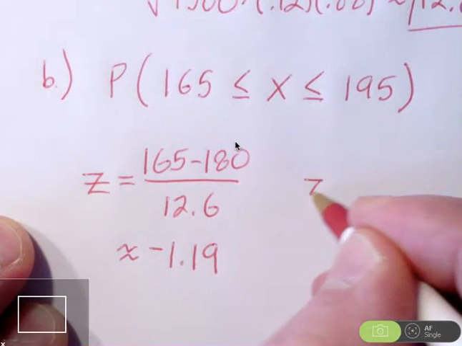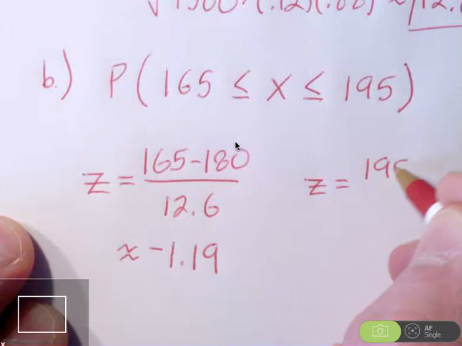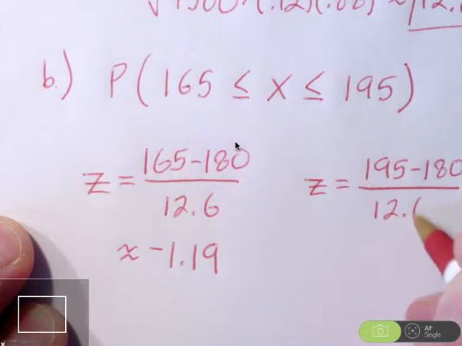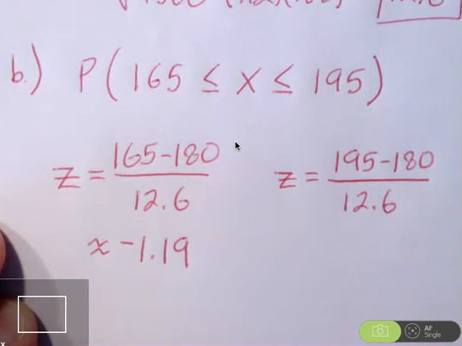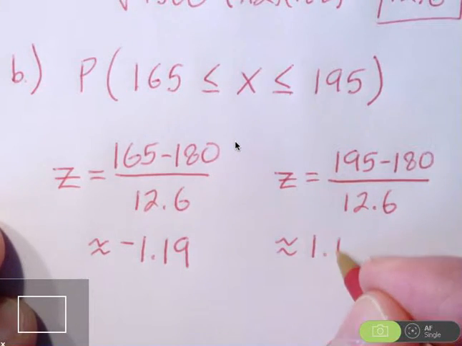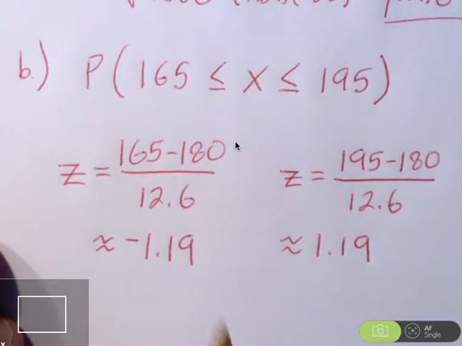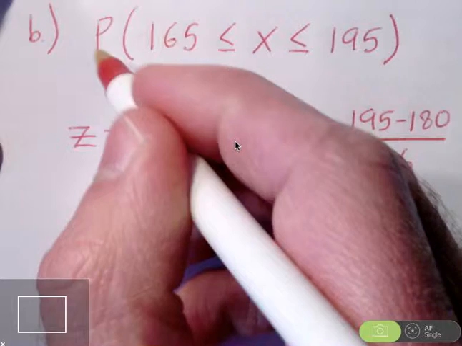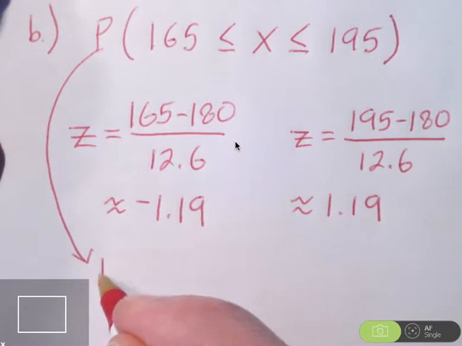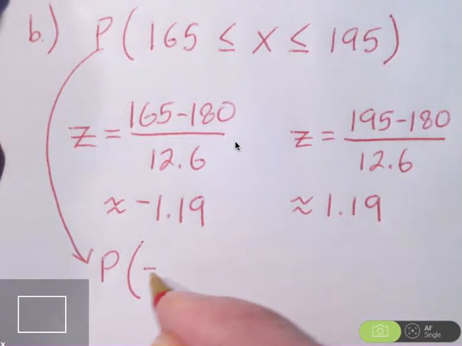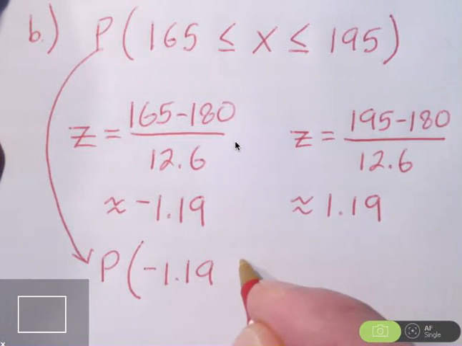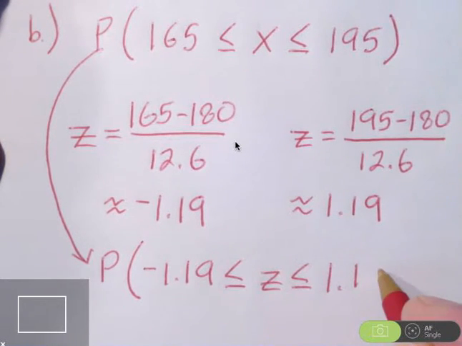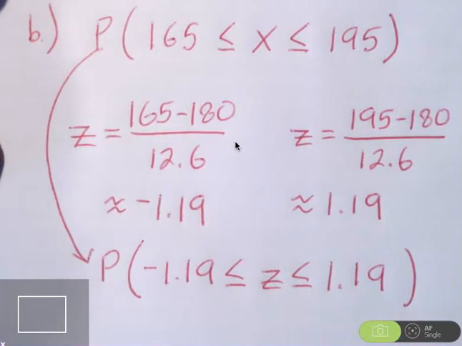And then I also have an upper boundary here, the 195, take away the same mean that we calculated of 180, dividing by that same standard deviation that we calculated of 12.6. That gives us 1.19. So now I can change this from a probability about counts to a probability about z-scores. So I would offer that showing your work this way is important. So my lower boundary is negative 1.19, and I'm looking for the likelihood of z-scores in between those two boundaries, the negative 1.19 and the positive 1.19.